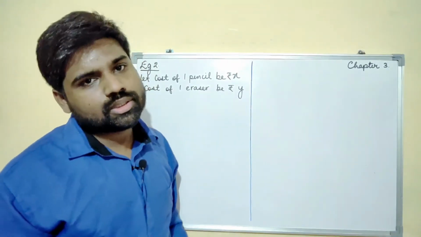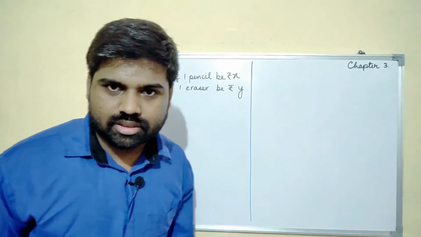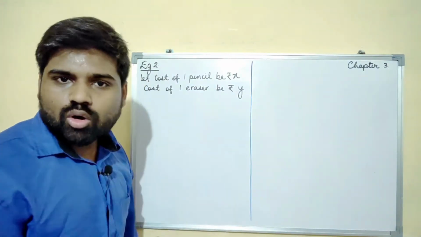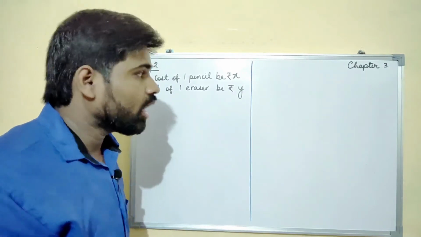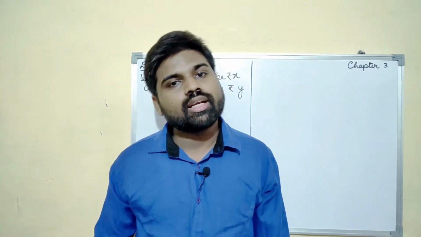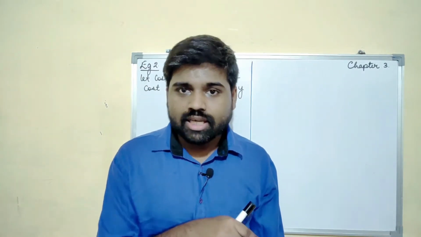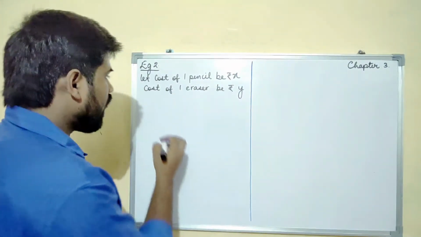Now according to the question, Romila purchased 2 pencils and 3 erasers. So what will be the cost of 2 pencils? It will be 2x. If the cost of 1 pencil is ₹5, then 2 pencils are worth 2 into 5, which is 10.